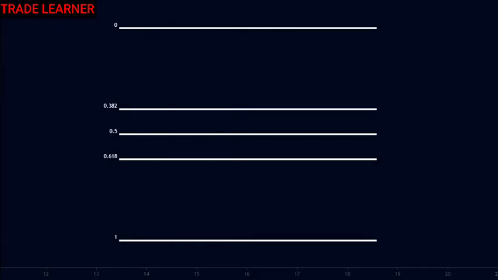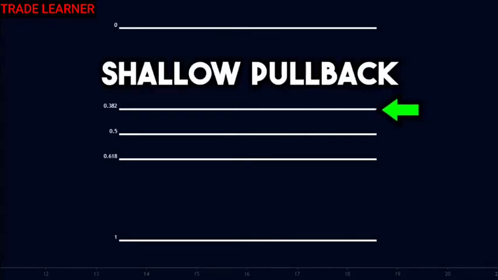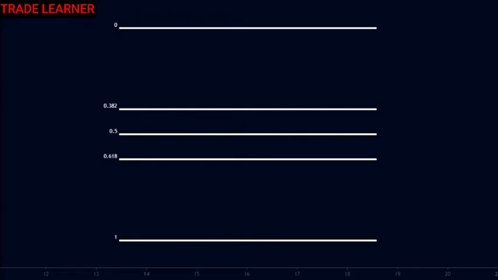The secret here is that when the price makes a pullback, if it does not go beyond the 0.382 level, it is called a shallow pullback. Shallow pullbacks lead to a larger move.